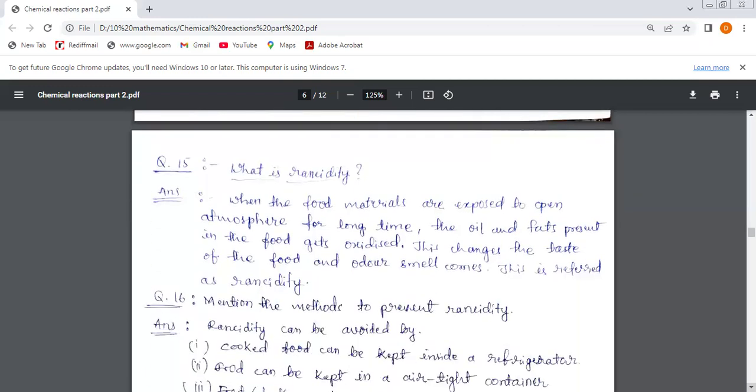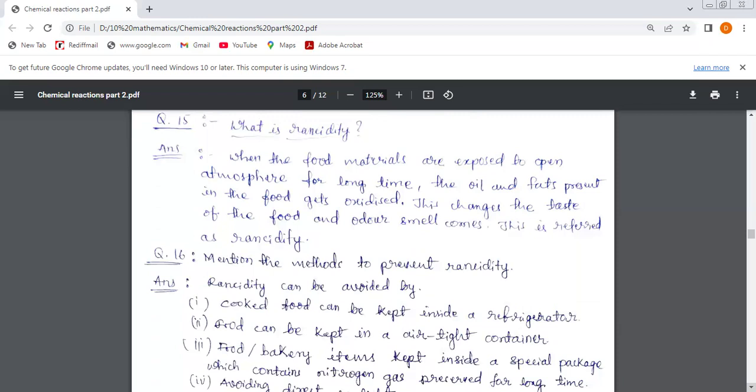Next is, what is rancidity? When food materials are exposed to the open atmosphere for a longer time, the oils and fats present in the food get oxidized. This changes the taste of the food and an odor comes out. This is referred to as rancidity. That's why we should not eat food materials which are kept open on the roadside. Many times when we eat roadside food, our stomach gets troubled.